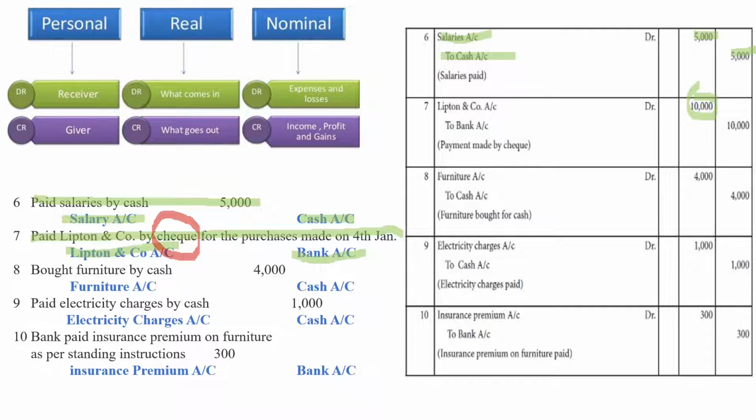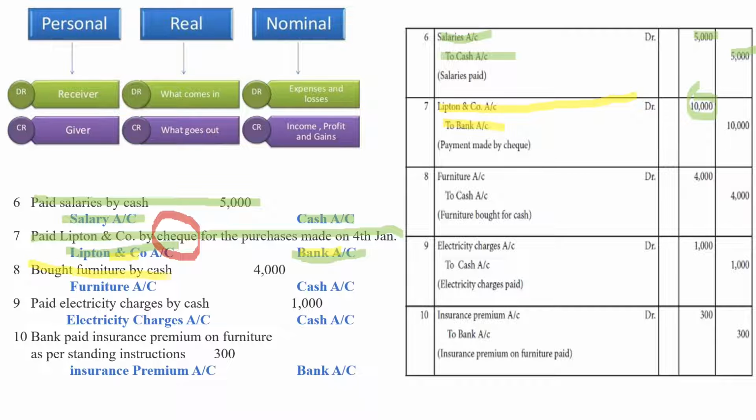So two accounts are affected here. One is Lepton and Co. Another one is bank account. Lepton and Co. is artificial person and it is receiver. That's why it would be debited and the bank is giver. This would be credited. The both are personal account but artificial. One is the receiver, another one is the giver.